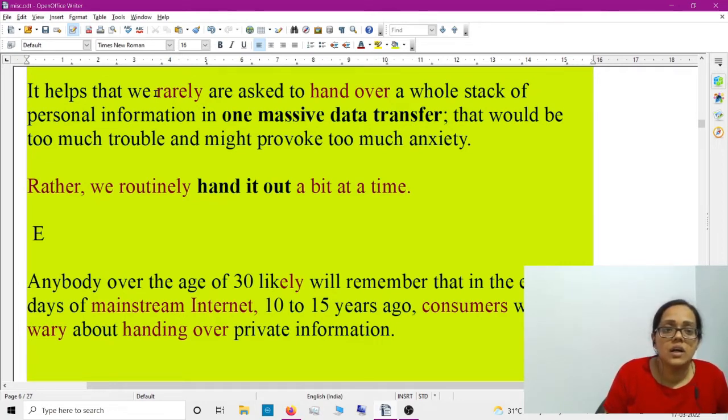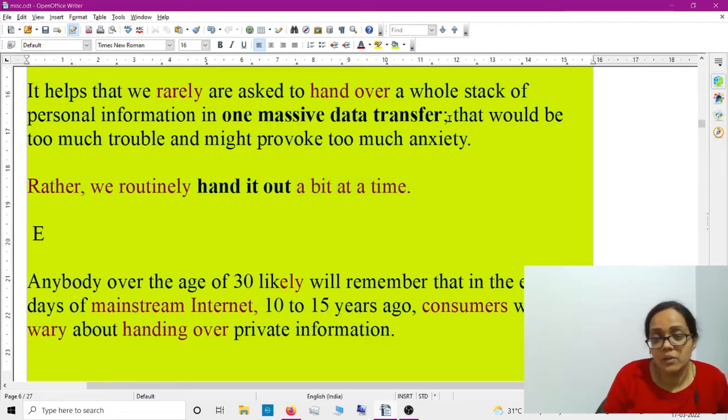It helps that we rarely are asked to hand over a whole stack of personal information in one massive data transfer. That would be too much trouble and might provoke too much anxiety. Rather, we routinely hand it out a bit at a time.